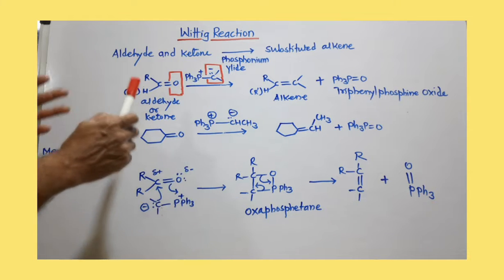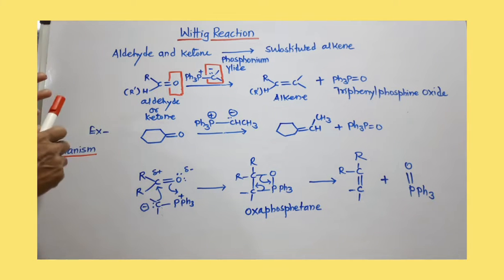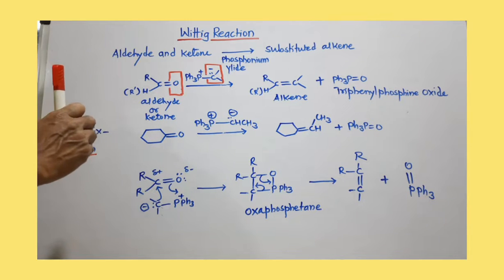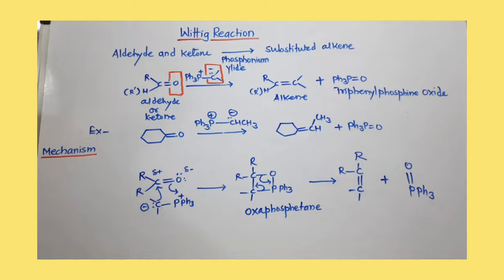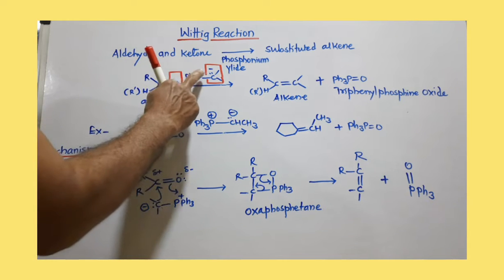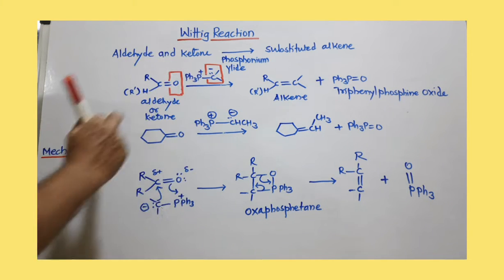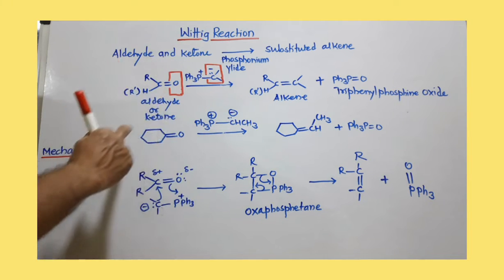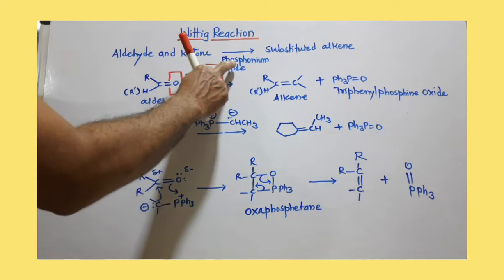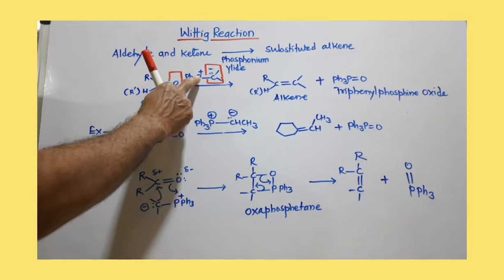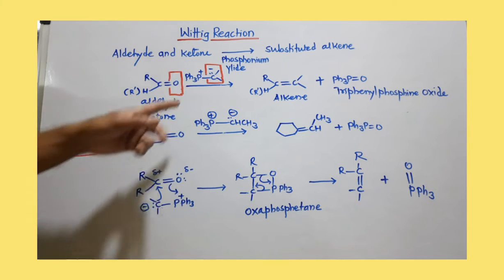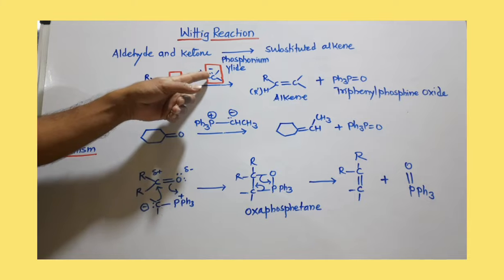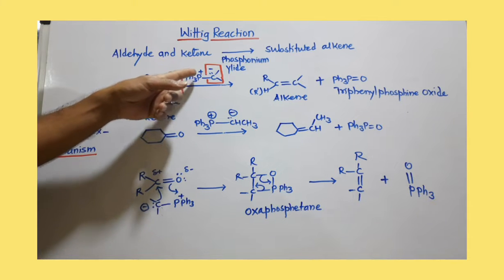The species having positive and negative charge on adjacent atoms is called ylide. So any species having positive and negative charge on adjacent atoms is called ylide. Because of phosphorus, it is called phosphorus ylide. There is a bond between phosphorus and carbon. You can see here the carbanion and the phosphorus bearing a positive charge.